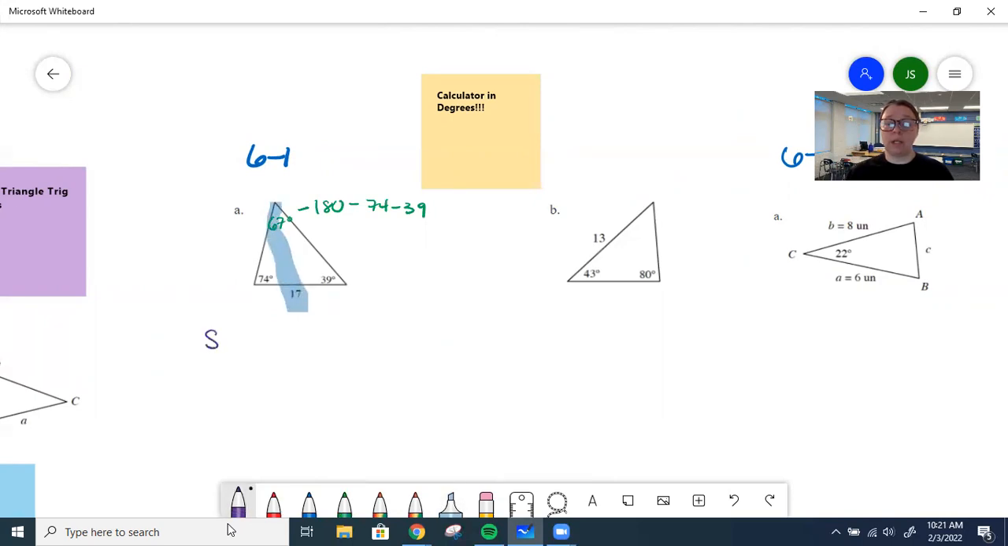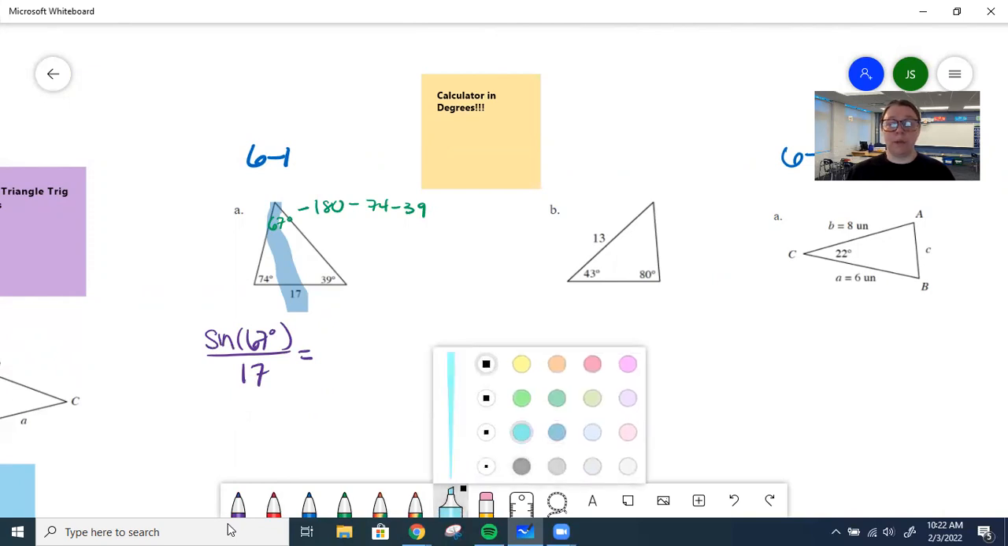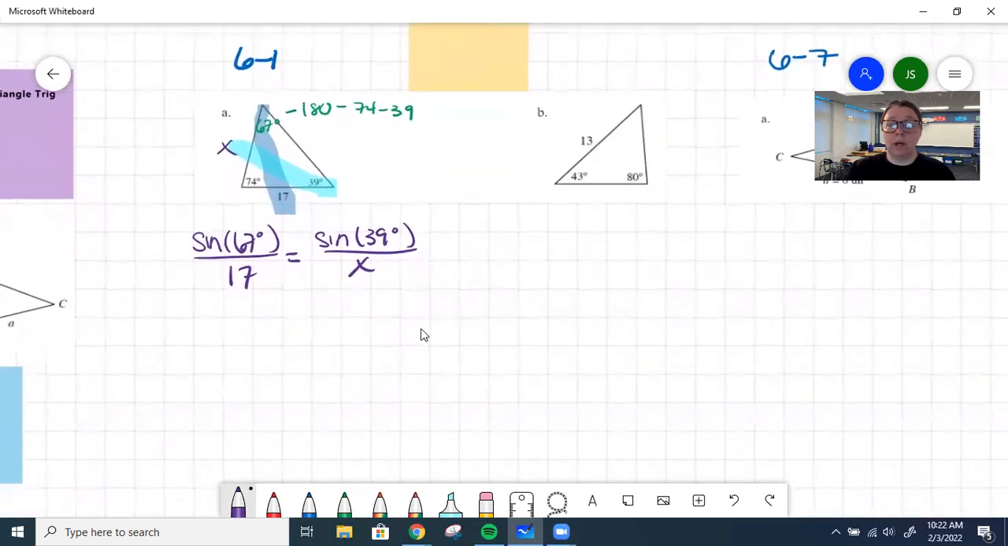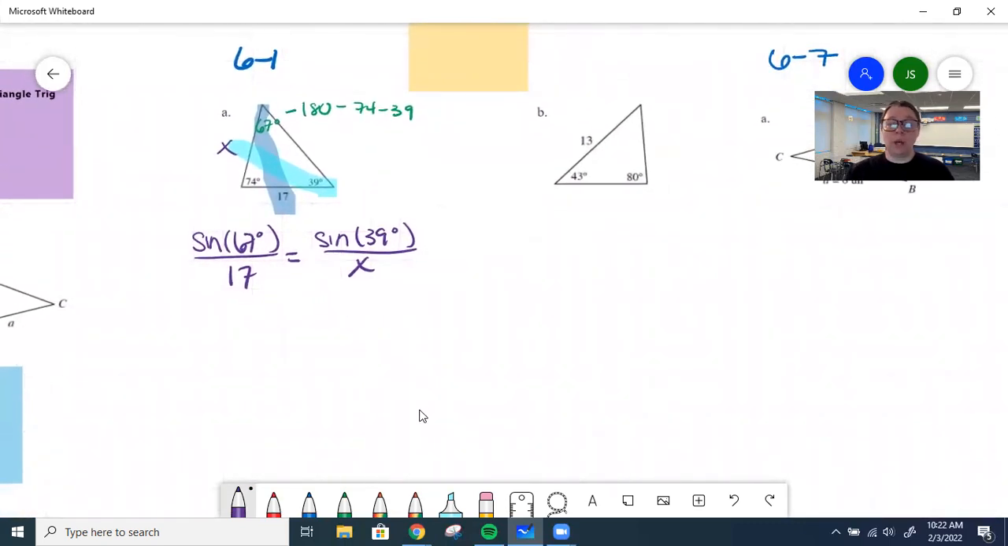So I can set up a ratio that the sine of 67 degrees over 17 equals, and now I want to find one of these 2 missing sides. So I'm going to just pick one to start with. It makes no difference. I'm just going to pick the 39. Why not? And I'm going to call the side across from this x. So I'm going to look for x. So I have the sine of 39 over x. And so I'm going to solve this equation. It's a proportion, right? A fraction equal to a fraction. So what I can use is that idea of multiplying on the diagonals and setting them equal to each other.